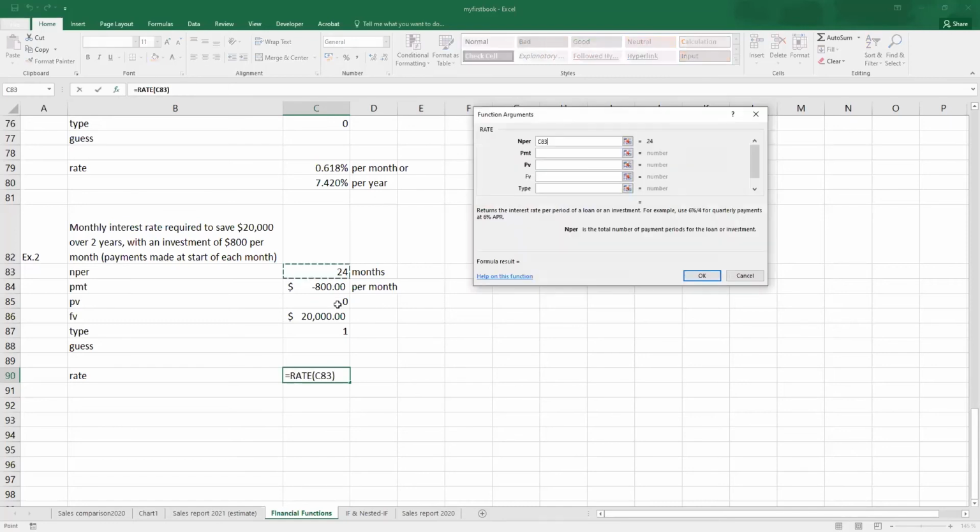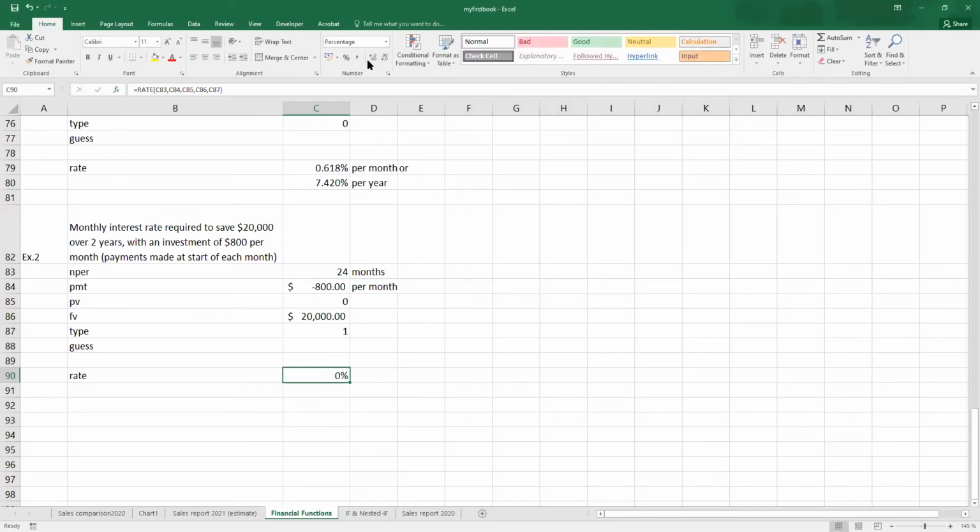Okay. Then I scroll down. Yes, I don't enter anything. After that, I just increase number of decimal points. Okay, you can see that the rate is 0.325% per month. Or if I just want to know the interest rate per year, I just multiply by 12.